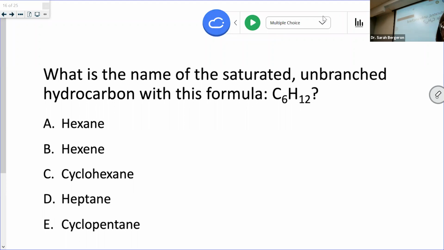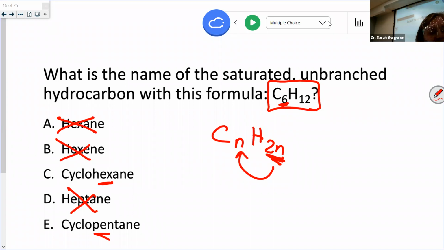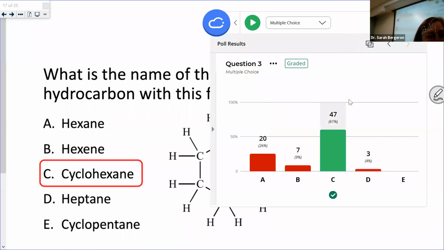When you were doing this, what was a red flag for you? When you said this is saturated, unbranched, what does that formula look like? CnH2n, right? The number of hydrogens is double the number of carbons. So what does that tell you this has to be? It has to be a cyclo. So I could get rid of all of these. And then all I have to know is 6 carbons. Is that hex or is that pent? It is 6, so it is hexane.